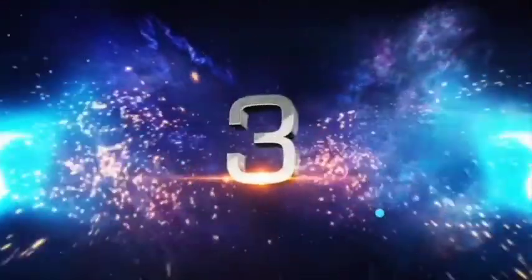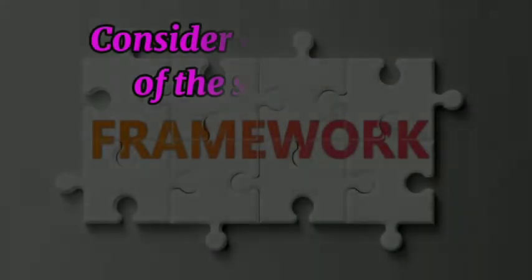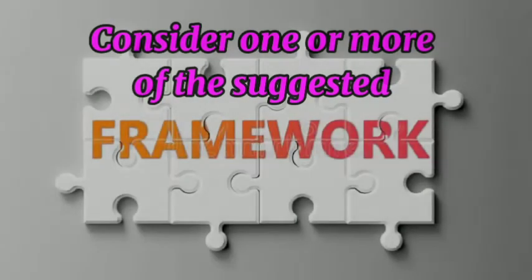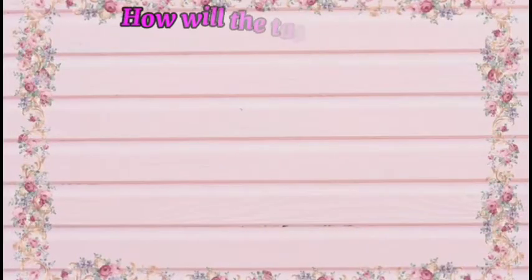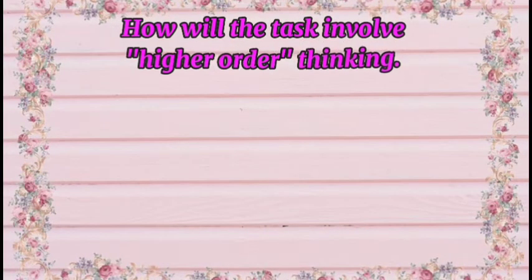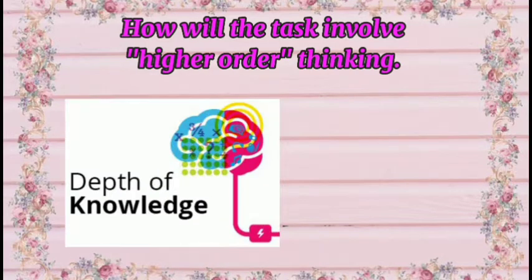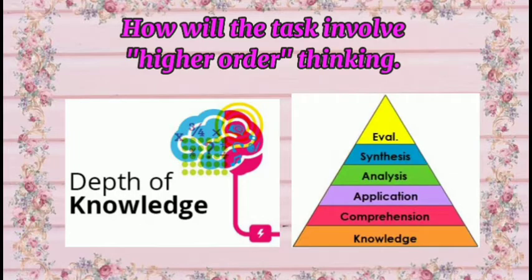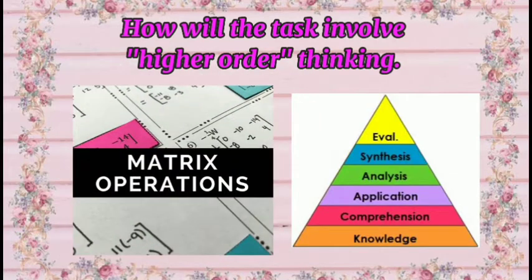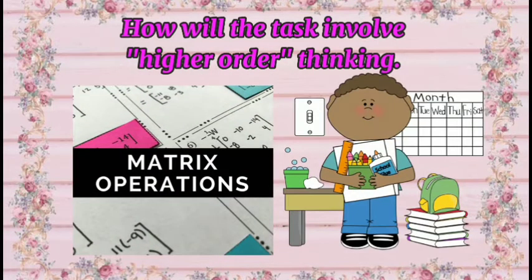Number 3. Consider one or more of the suggested frameworks for thinking. How will the task involve higher order thinking? By considering resources such as depth of knowledge, 6 facets of understanding, content or process matrices, and task frames.